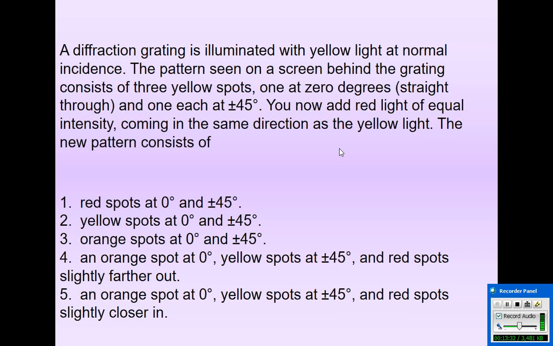Now I'll give you a little bit of a hint to answer this question. Yellow light and red light do not have the same wavelength. They do not have the same values of lambda. Determine which of those colors has the larger value of lambda, and then consider what happens. D sine theta equals n lambda. Both of them are going through the same diffraction grating, so both of them are experiencing the same D. But if lambda goes up, what happens to theta? And that should tell you the answer for what you're looking for.